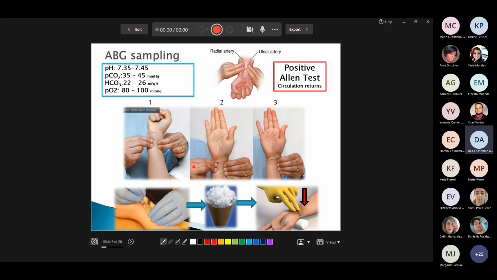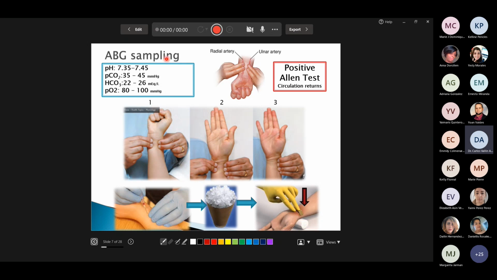For the test of ABGs, you need to know the normal values. If you don't know the normal values of the ABGs, then you cannot make an interpretation of the ABGs. You need to memorize that pH is 7.35 to 7.45. The CO2 is the same as the pH minus the 7, 35 to 45, bicarbonate 22 to 26, and the level of oxygen in the blood through ABGs is 80 to 100 millimeters of mercury. Don't confuse this value with the O2 saturation, which is different.